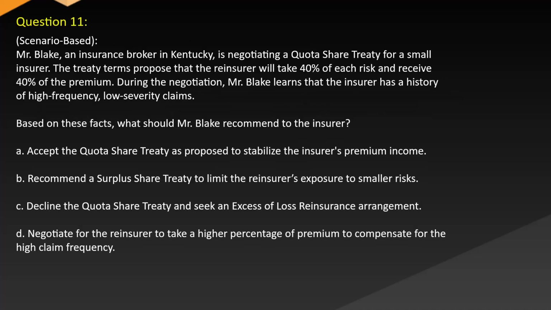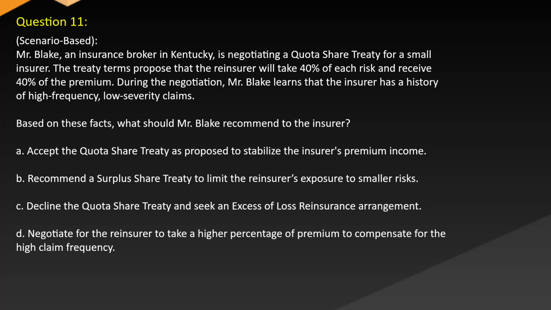Question 11, scenario-based. Mr. Blake, an insurance broker in Kentucky, is negotiating a quota share treaty for a small insurer. The treaty terms propose that the reinsurer will take 40% of each risk and receive 40% of the premium. During the negotiation, Mr. Blake learns that the insurer has a history of high-frequency, low-severity claims. Based on these facts, what should Mr. Blake recommend to the insurer?